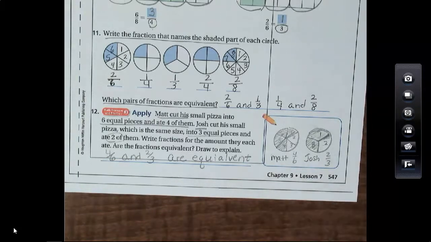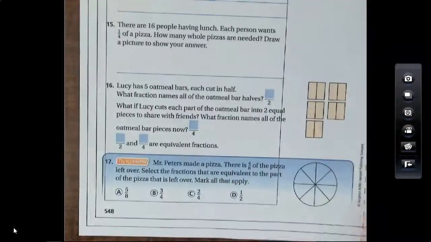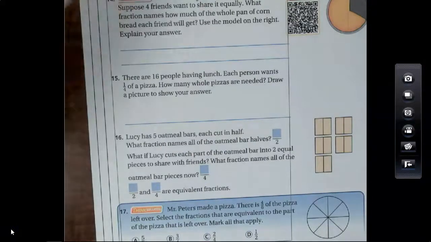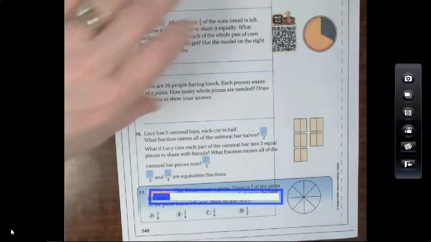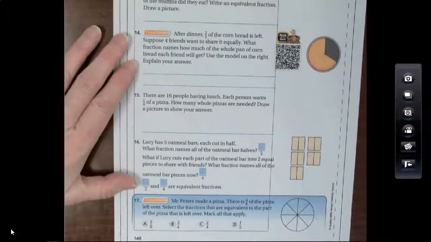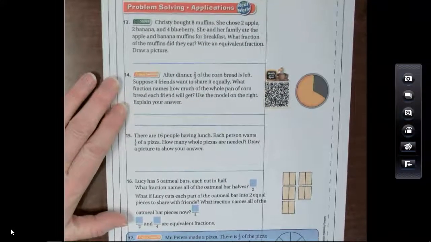Okay, we have one more page to do together. It is page 548. We're going to do this one together, and then you'll do 2 pages on your own, 549 and 550. So get that. Look at page 548. That's the last one we'll do together. Okay, boys and girls, we are on page 548 now. Let me pull this down so we can see a little better, doing some problem solving.